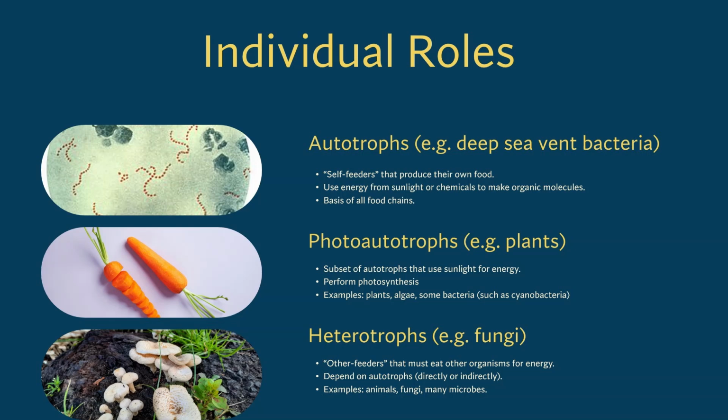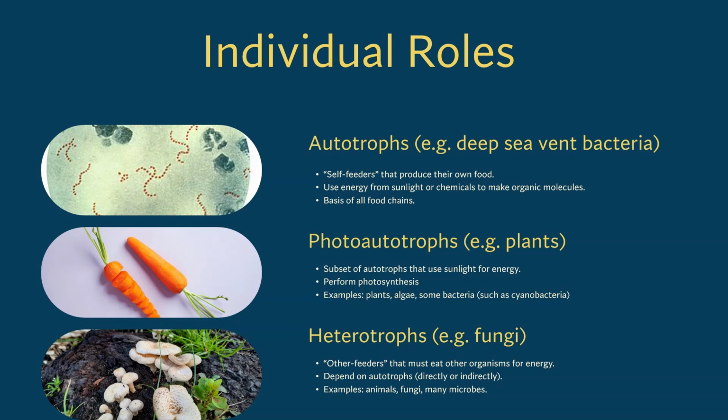This slide shows the different nutritional roles organisms play in the ecosystem based on how they obtain energy and carbon. Autotrophs are often called self-feeders because they can produce their own organic molecules. They do this using energy from either sunlight or chemical reactions. An example of autotrophs shown here is the deep sea vent bacteria, which do not rely on any sunlight. Instead, they use chemical energy from compounds like hydrogen sulfide, and this process is called chemosynthesis. Autotrophs are extremely important because they form the base of all food chains, providing the energy that other organisms depend on.